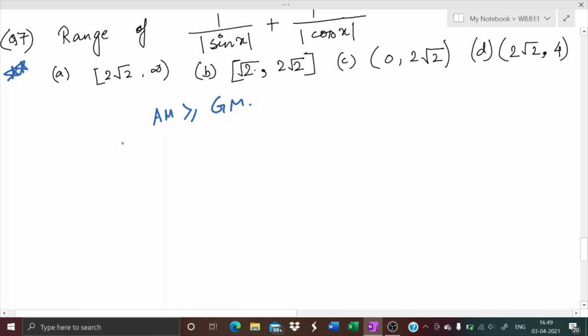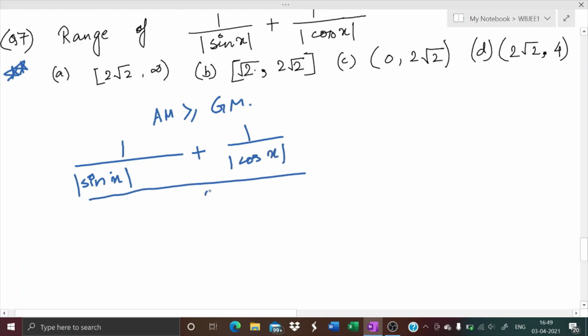Okay. If I do this, then what would it be? This plus this by 2 would be greater than or equal to under root of the product of both, which is 1 by |sin x| into |cos x|. That would be 1 by sin x cos x, and you multiply both above and below by 2.